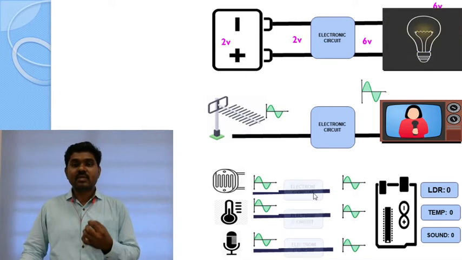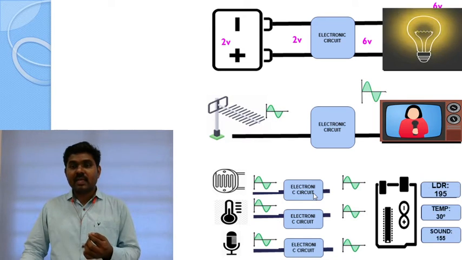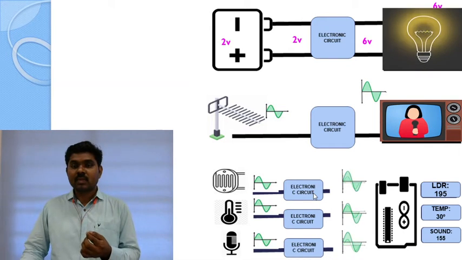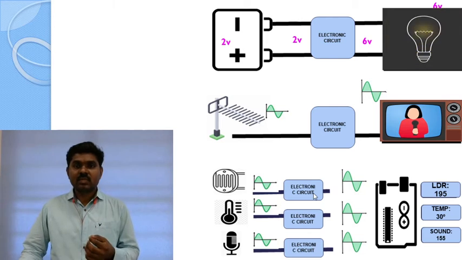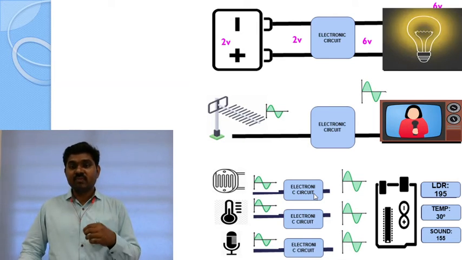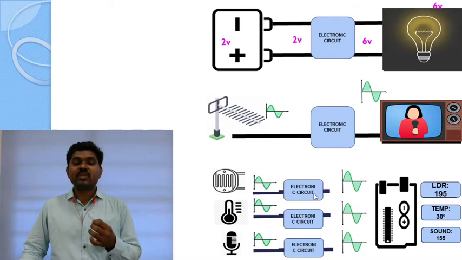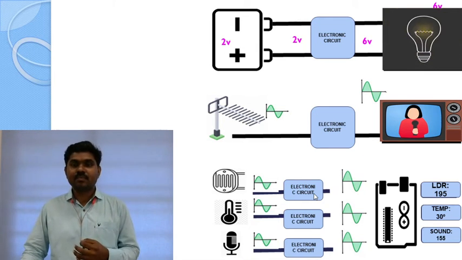So in such a case, I have introduced a circuit. Now the microcontroller is able to read all the sensor values effectively with respect to their physical quantity. So this is possible with the help of the electronic circuit. So all the examples clearly show we are able to turn on the bulb even if we have insufficient voltage. We are able to watch the clear video even if we have a weak signal. We are able to read all the sensor outputs even if we have a very small amount of electrical signal. So all these are possible with the help of that electronic circuit.